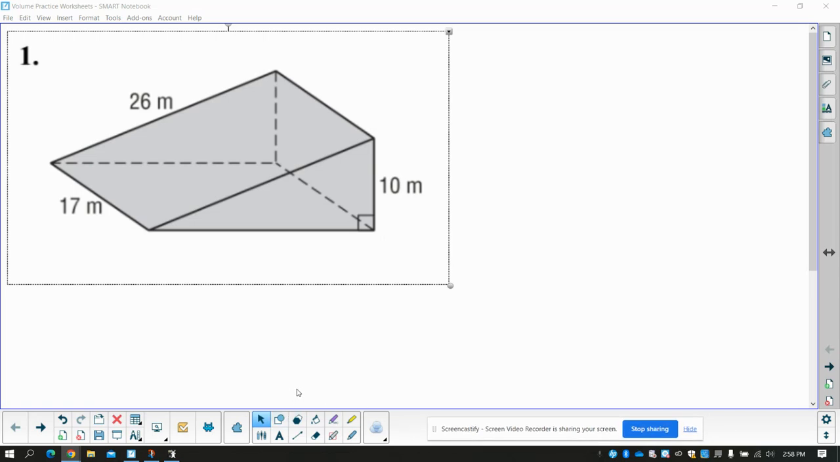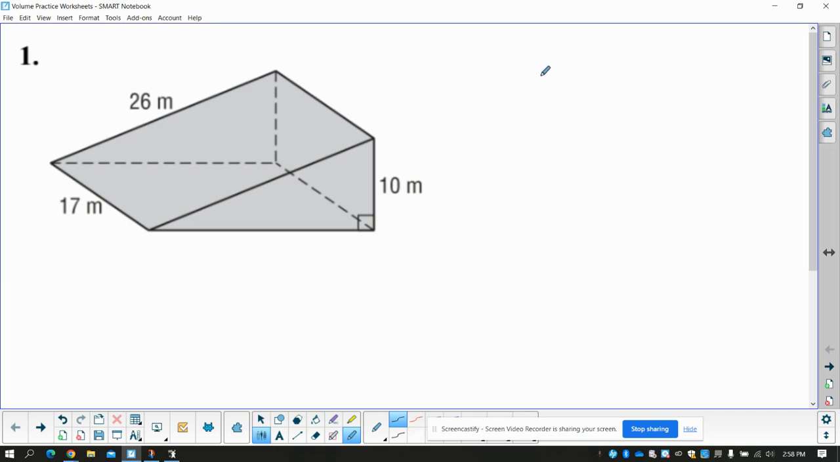All right, problem number 1 on 11.2. We need to find the volume of this prism. The formula for the volume of a prism is the area of the base times the height.